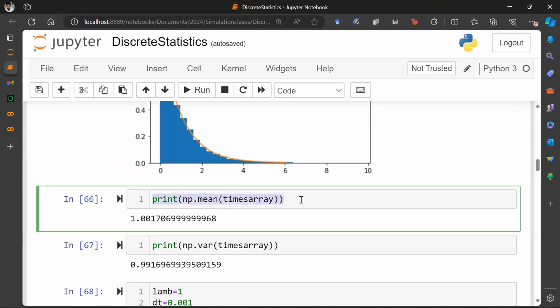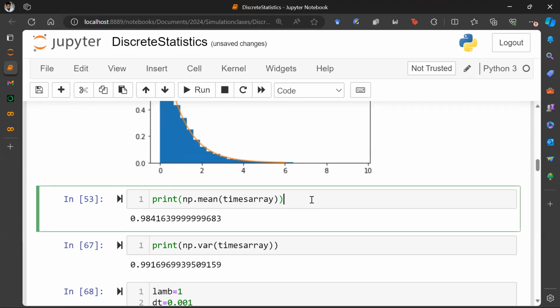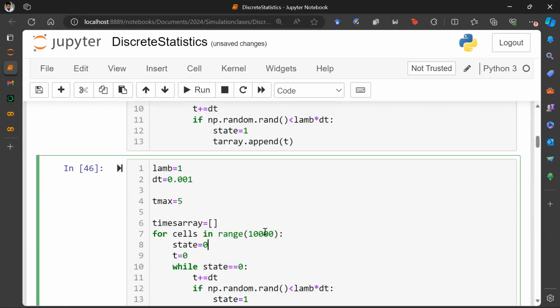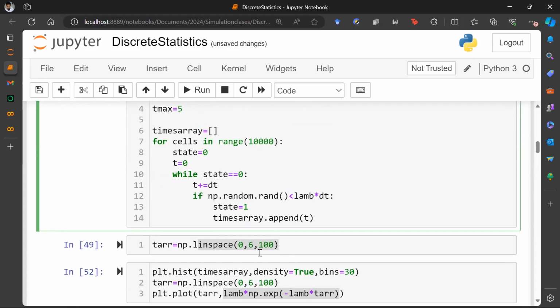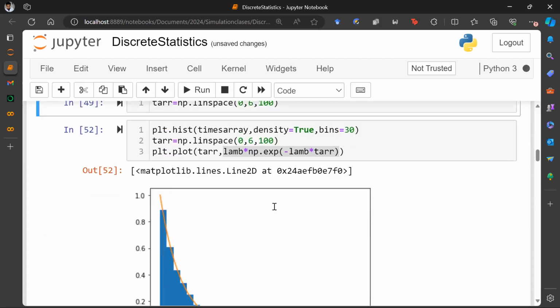So here I plot the mean. In this case, it's close to 1. It is not exactly 1, because the number of elements is not high enough, and the variability is relatively high because it's an exponential distribution.